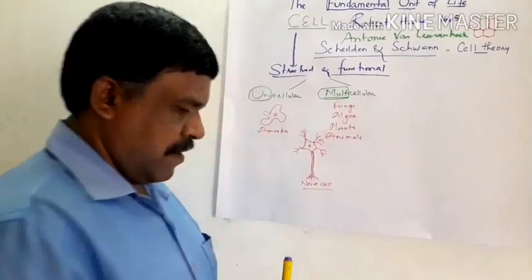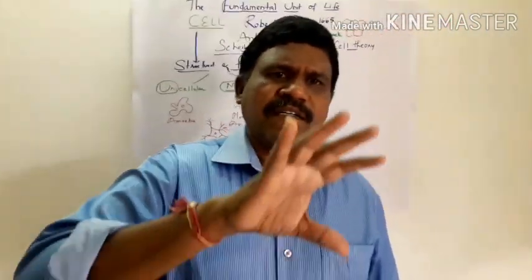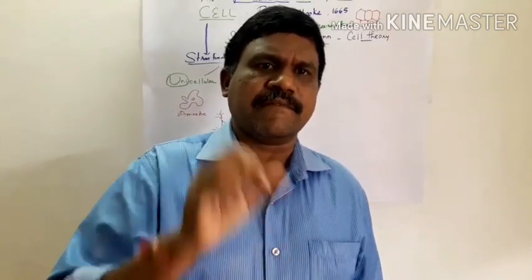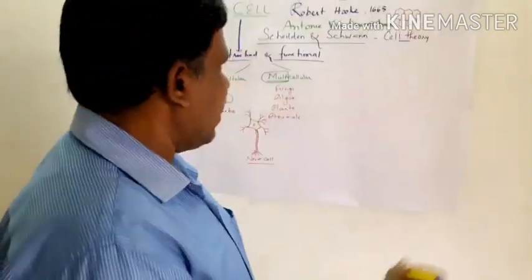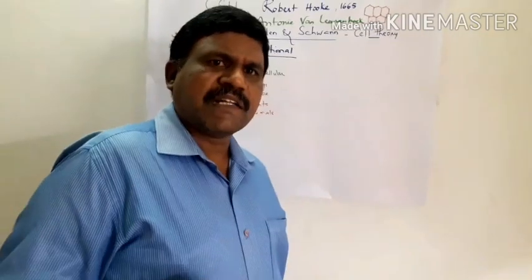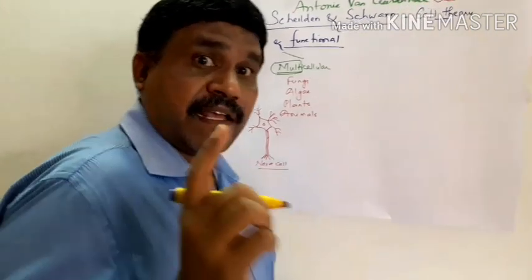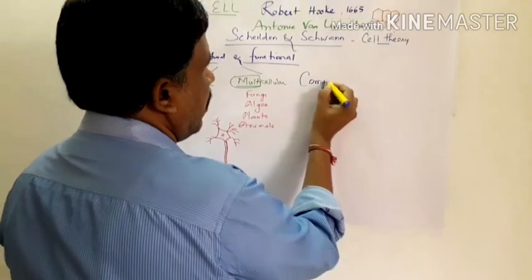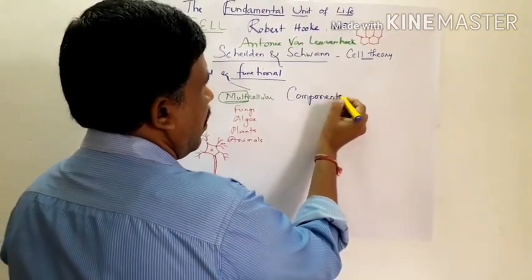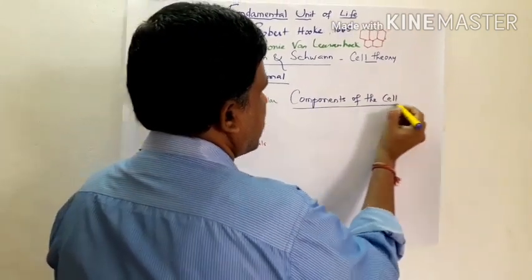Okay, children. Now we will study about what the cell is in detail. What are the components that are making the cell? There are three most important components that make the cell. So the next heading you are noting down is the components of the cell. What are the components of the cell?